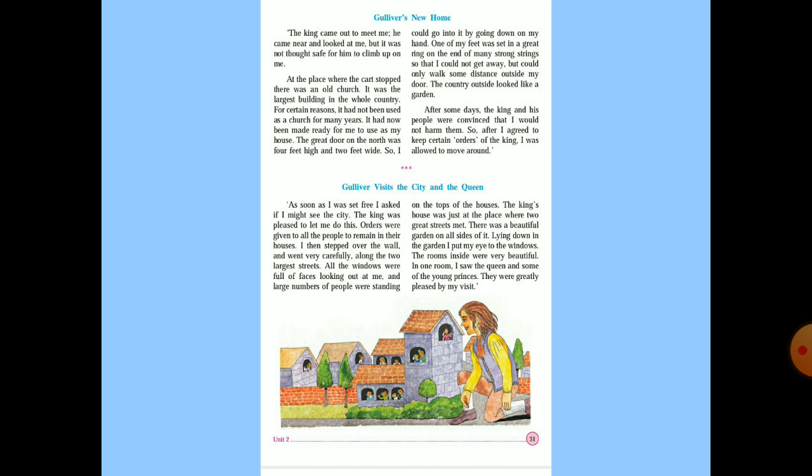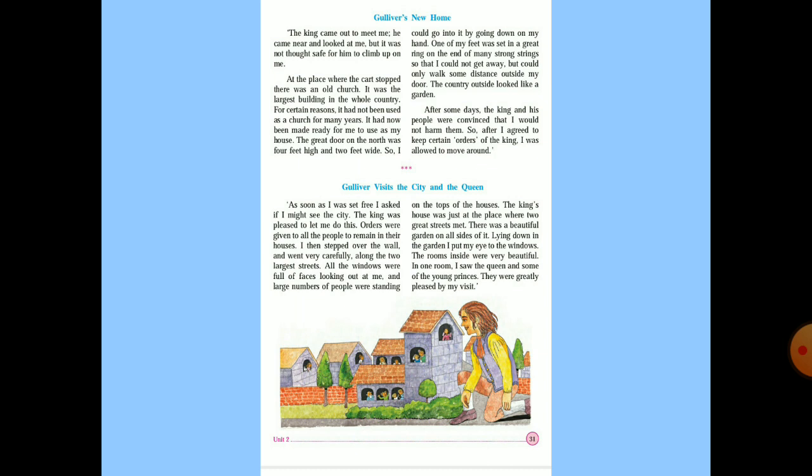Gulliver's new home. The king came out to meet me. He came near and looked at me, but it was not thought safe for him to climb upon me. Their king was also excited to see Gulliver, but like other men, he could not climb up on Gulliver. At the place where the cart stopped, there was an old church. It was the largest building in the whole country. For certain reasons, it had not been used as a church for many years. It had now been made ready for me to use as my house. The great door on the north was 4 feet high and 2 feet wide, so I could go into it by going down on my hands. One of my feet was set in a great ring on the end of many strong strings, so that I could not get away, but could only walk some distance outside my door.